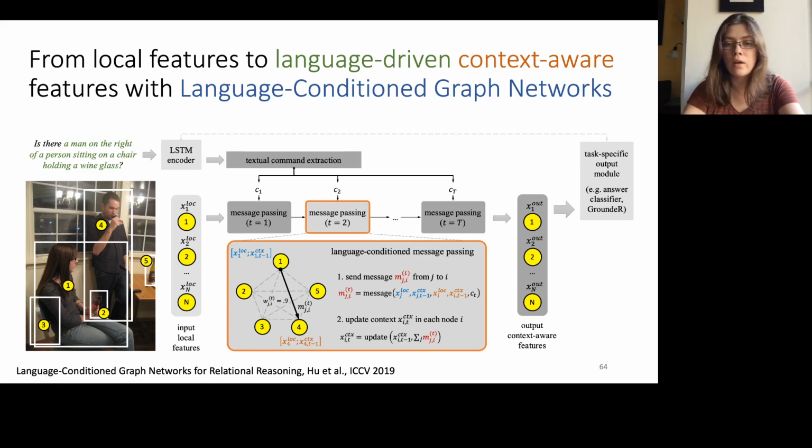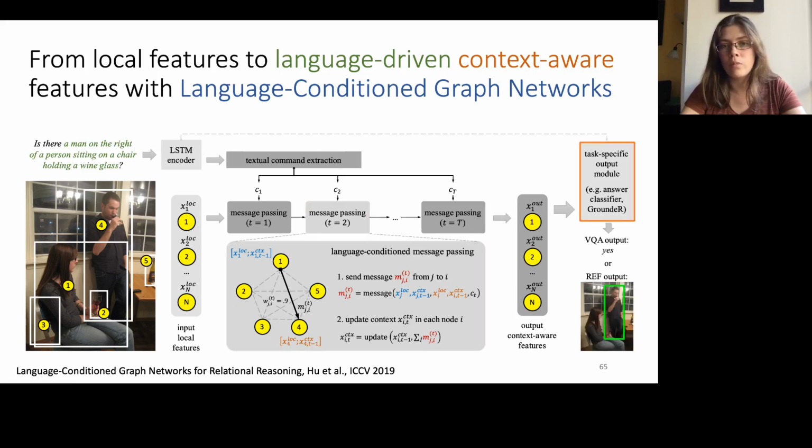We weigh the edges based on their importance. And then we send messages from one node to another, incorporating their local and contextualized representations. Each node aggregates all the messages and updates its own contextualized representation. Finally, each node is represented with the combination of local and contextualized features, which jointly form the context-aware feature. Then we can plug this into very simple VQA or grounding models.